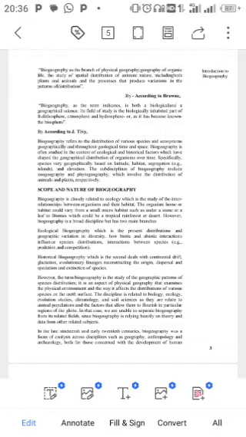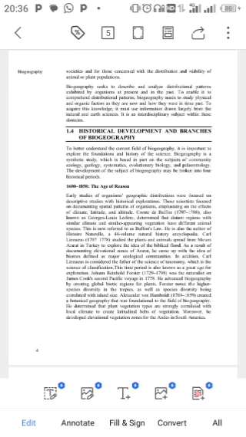Scope and nature of biogeography. Biogeography is closely related to ecology, which is the study of interrelationships between organisms and their habitat. The organism's home or habitat could vary from a small microhabitat, such as under a stone or a leaf, to biomes, which could be a tropical rainforest or desert.